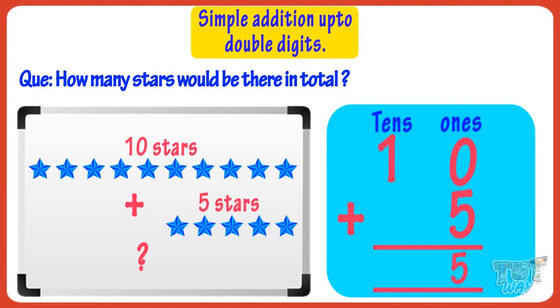Now, there is nothing to add in 1. So write 1 as it is. So we got to know 10 plus 5 equals 15. We have learned how to write the numbers before adding them.